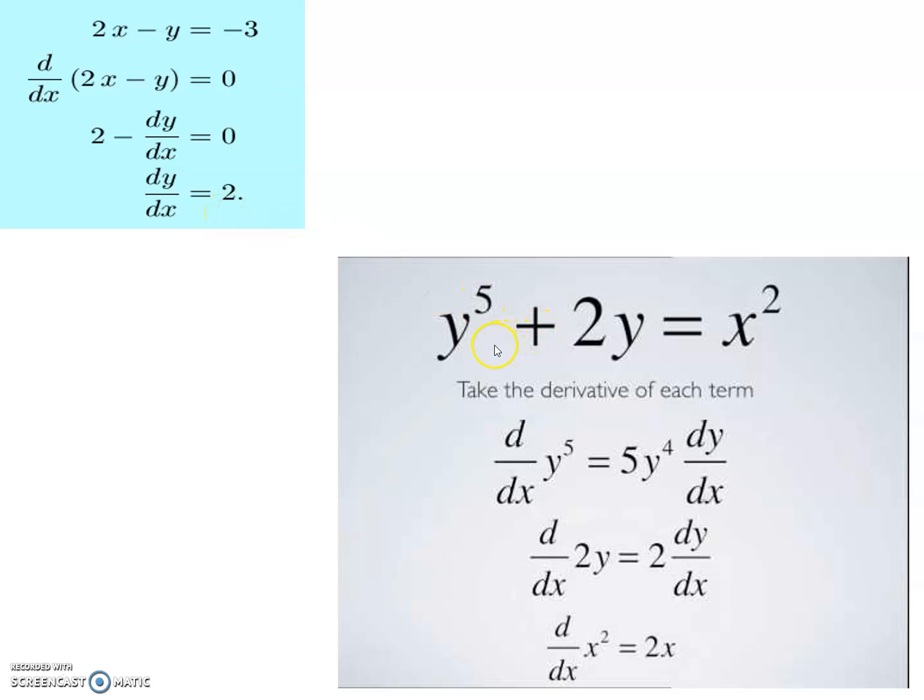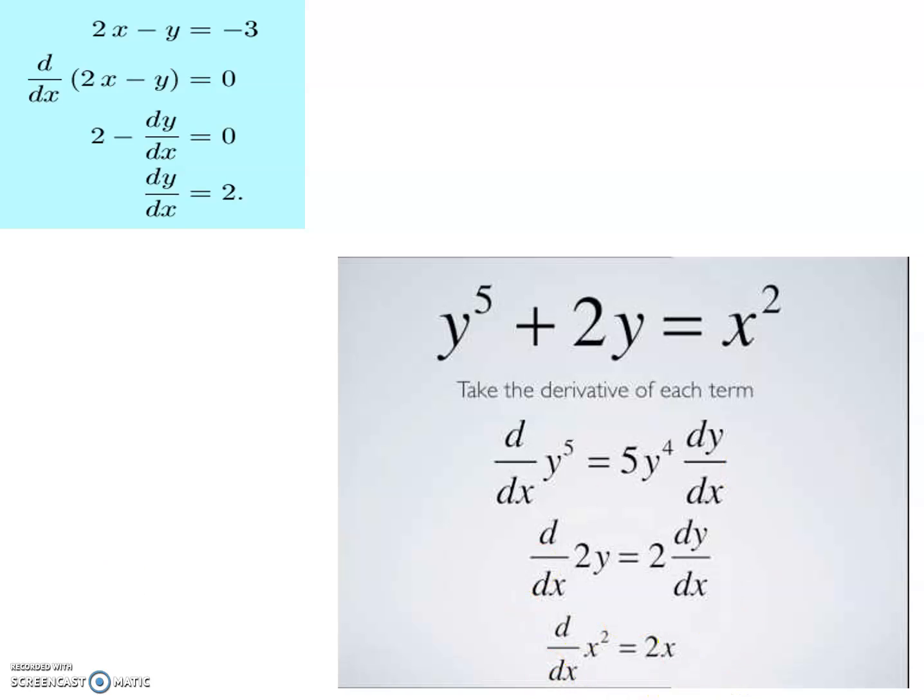Now the second example, y raised to 5 plus 2y is equal to x square. Take the derivative of each term, d dx of y raised to 5. We know that the derivative of x raised to 5 is 5x raised to 4. That's why the derivative of y raised to 5 is 5y raised to 4 dy by dx. Second step, the derivative of 2y is what? 2 dy by dx, since the derivative of y is 1 just as the derivative of x is also 1.